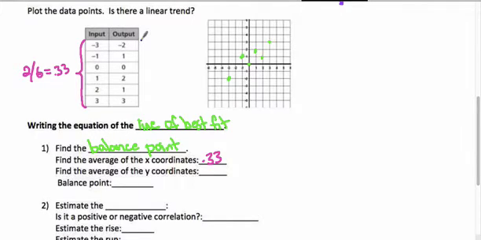You can go ahead and pause the video and do the same for these. We're just adding these up, coming up with that number, and then dividing by the number of numbers, which is 6.